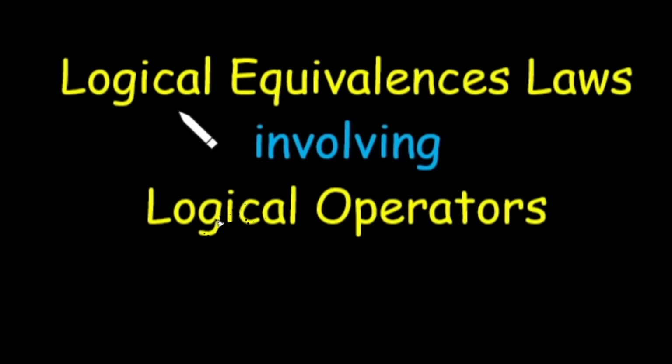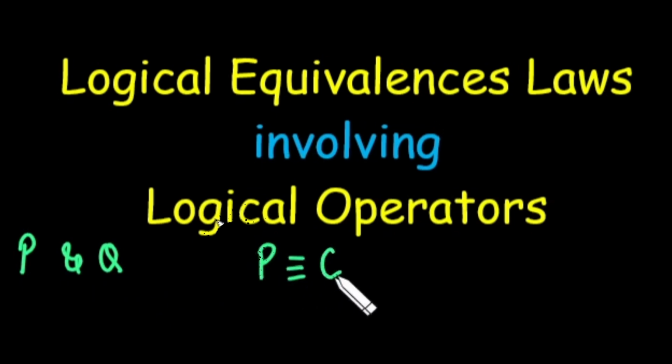In this video, we are going to learn the logical equivalence laws that involve the logical operators conjunction, disjunction, negation, conditional, and biconditional. Before moving to the laws, we should know what we mean by a logically equivalent statement. Suppose we have two compound statements P and Q. We say they are logically equivalent, meaning logically the same, if we get the same truth values in every case.